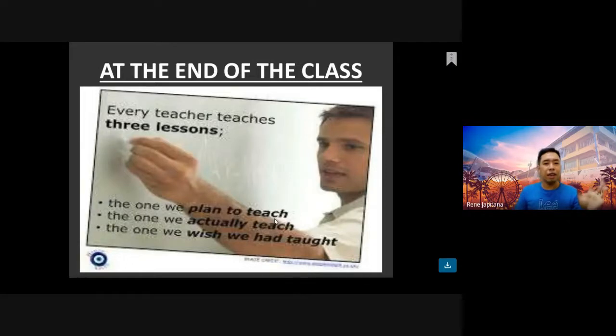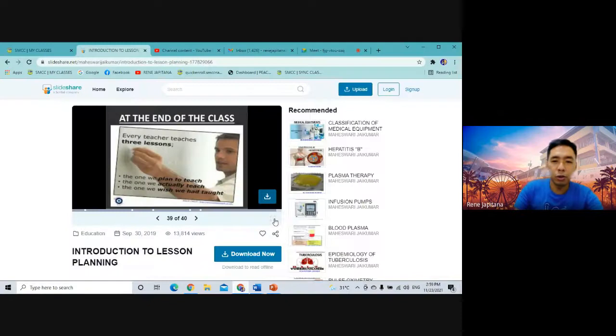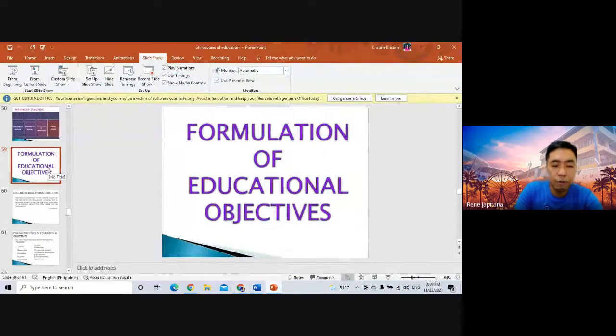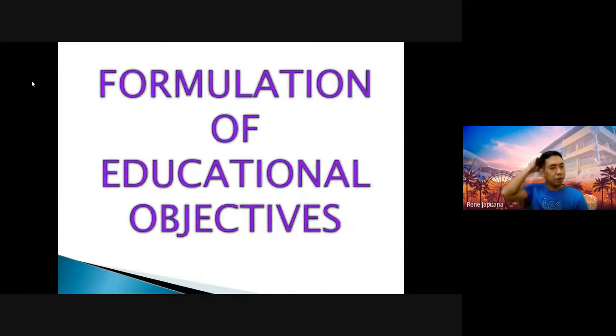So at the end of the class, every teacher teaches three lessons. The first one, the one we plan to teach; the one we actually teach; the one we wish we had taught. So on this point, now I would like you to make your understanding of what it is all about, the lesson plan, the importance and the function of the lesson plan. So to continue, I will be presenting here the general objectives, formulation of educational objectives. So by making your lesson plan, this is very important.